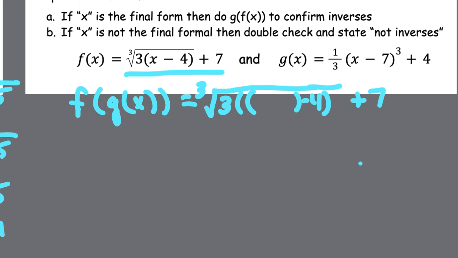So now I'm going to take my g and I'm going to put it inside. So I'm going to do 1/3. I totally didn't give myself enough place. I got x minus 7, tiny, tiny, tiny. And then I got a plus 4 in here, which you cannot see. Okay, so what's going to happen first?